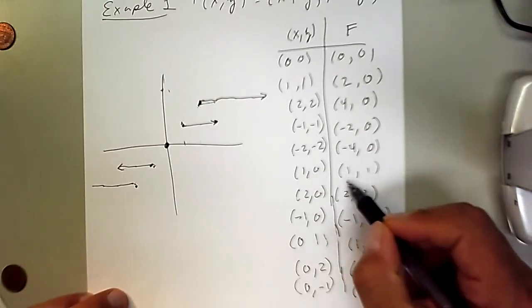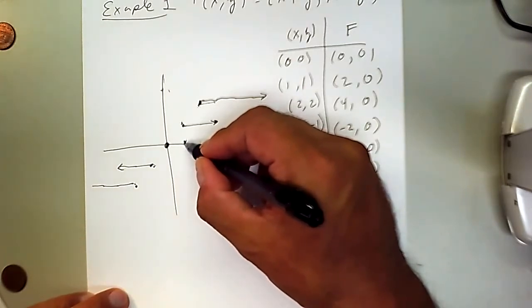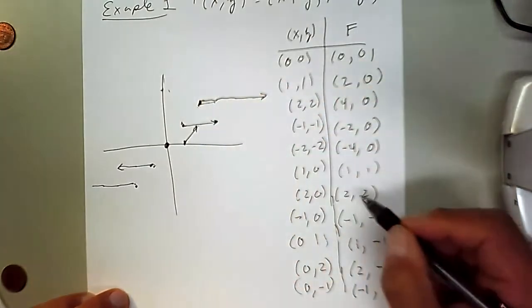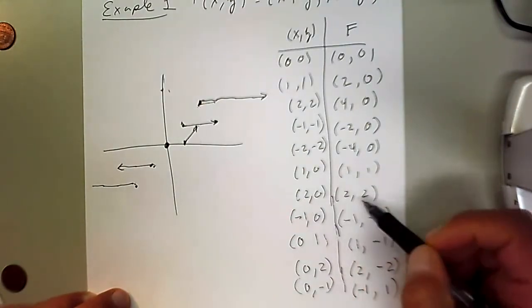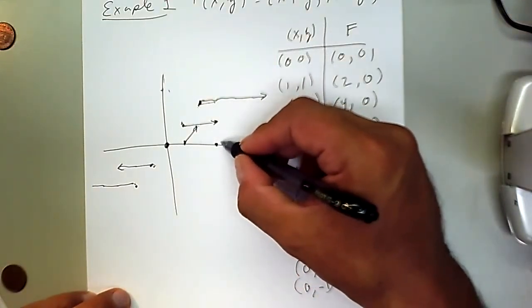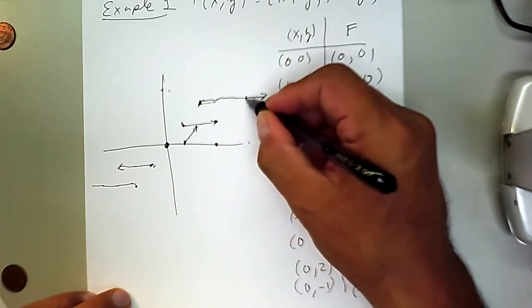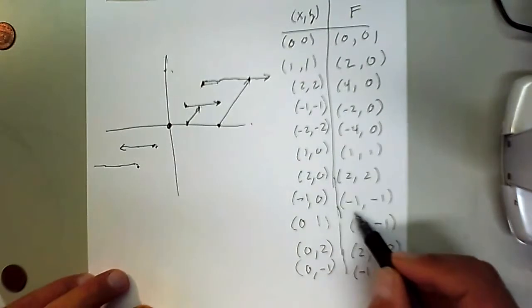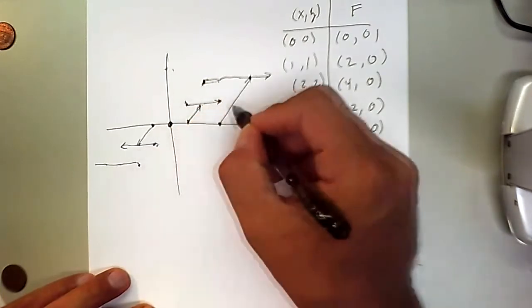1, 0, it goes with 1, 1. So sometimes the vectors are going to bump into each other. So this one bumps into this one, but that's okay. That's just the way the field behaves. 2, 0 goes with 2, 2. So about 1, 2, and then I think it bumps into this one, if I'm not mistaken. And how about -1, 0? -1, -1. -1, 0 goes there. So we have a mirror image.